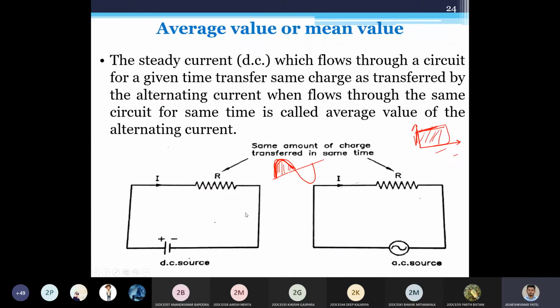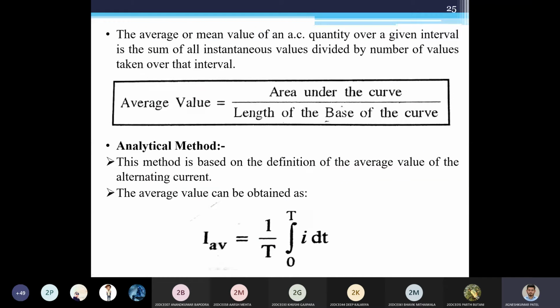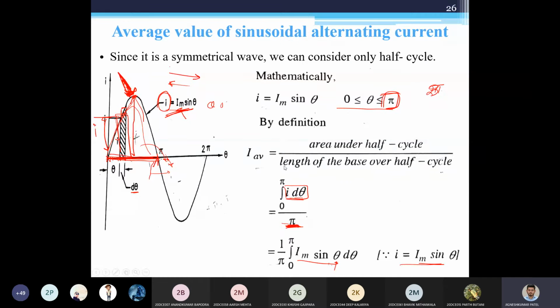So I hope average value is clear to everyone. How to find out the average value? This derivation can be asked. It's a very basic math. Just the integration of sine, and then put the two values, and you'll get the value. So just take care whenever you've been asked sine wave.